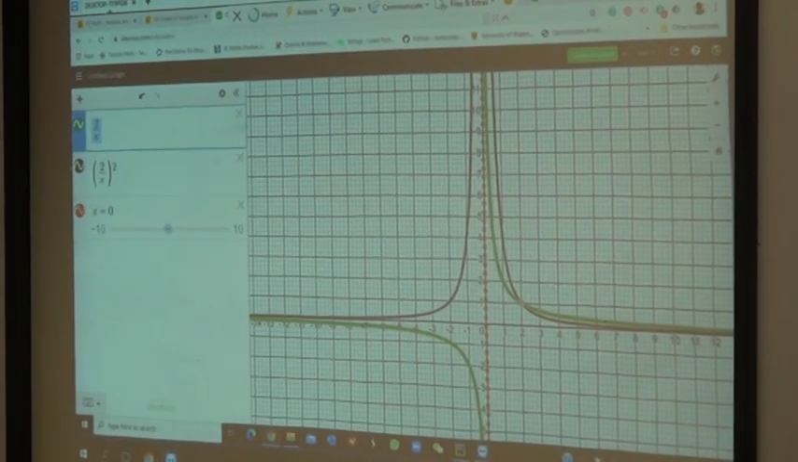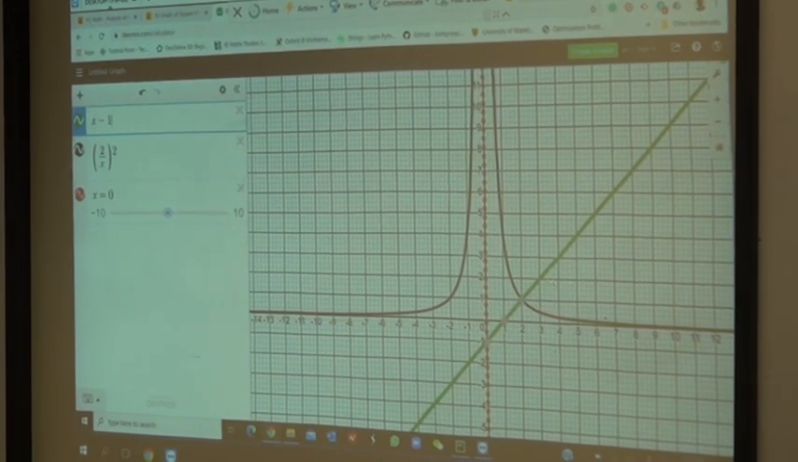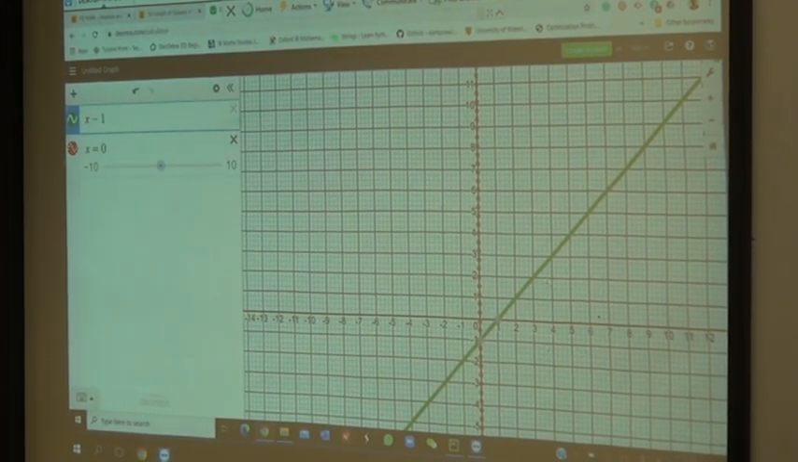That is my neighbor now. Let's look at the linear function. Everyone, x minus 1. Yes, please.